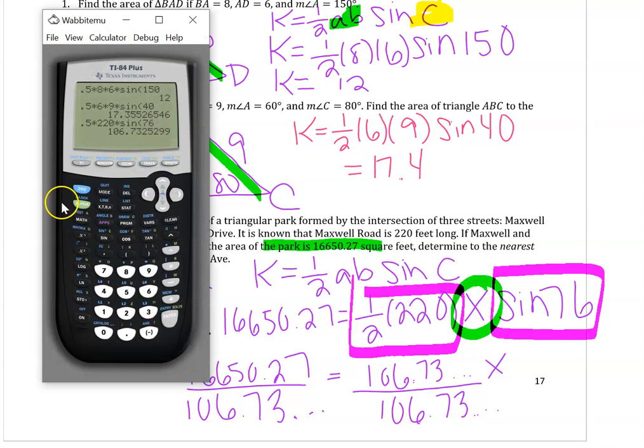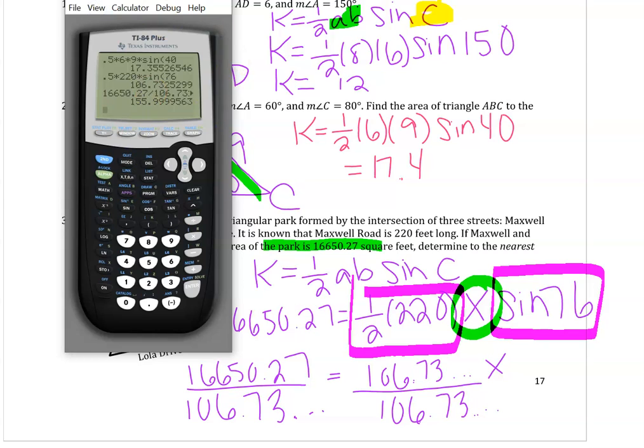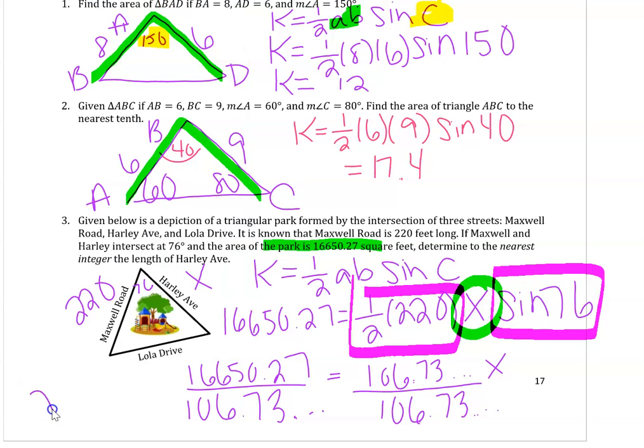So go to my calculator. I'm going to type in our area, 16650.27 divided by, and I can go up and grab that 106.73 number. Okay, so 155.9 repeating, which to the nearest integer would be 156. And that will be our final answer. Okay, so in that problem we didn't find the area, but we used the area to find a missing side length. All right, let's go to the next page.